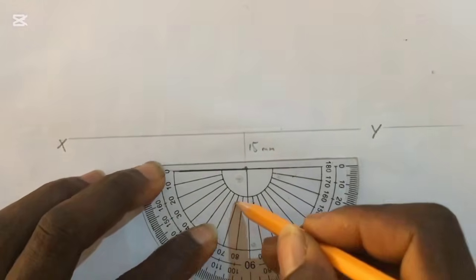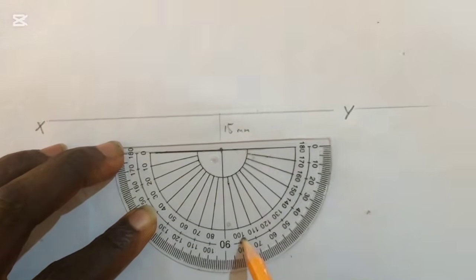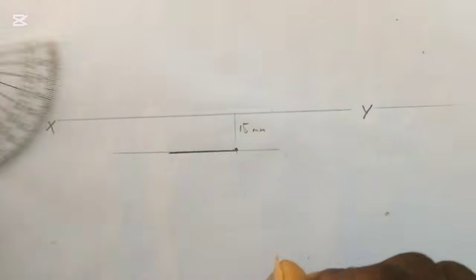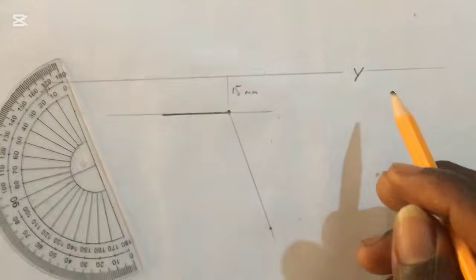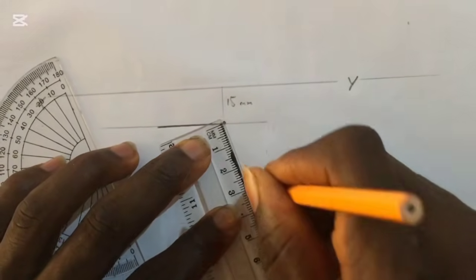So you look for 108. You start from 0. So this is 90, this is 100, this is 110. So before 110, we have 108. You mark it. Then you connect it with the last point here. And when you do that, you measure your 30 millimeter.